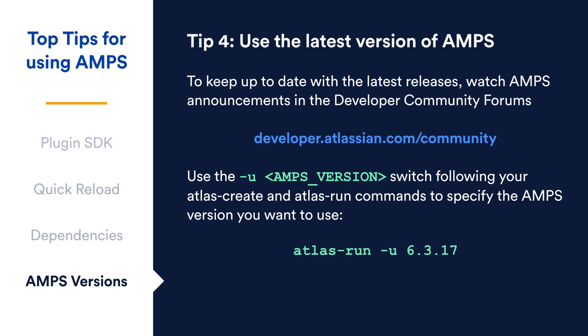Finally, I would recommend using the latest version of AMPS. The Plugin SDK and AMPS are released independently, but you don't have to stick to the version of AMPS bundled with the Atlassian Plugin SDK. To keep up to date with the latest releases, watch AMPS announcements in the developer community forums at developer.atlassian.com/community. To specify the version of AMPS, include a -u switch after your Atlas command. So for example, -u and then the AMPS version, 6.3.17 for example.